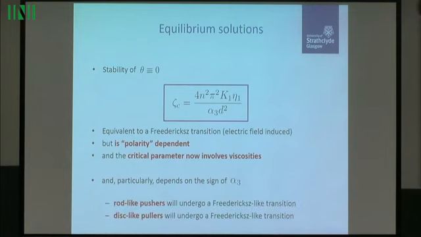Effectively, what we're going to see is if my nematic, if my organisms are rod-like, then only pushers, this kind of extensile flow organisms, only they will undergo this transition. If I have a disc-like organism, then only pullers will undergo this Friedrichs transition. So there's one immediate way of designing in whether I want to transition in this way. If I don't want to transition in this way, and I'm a puller, I just make sure I'm rod-like, and vice versa.